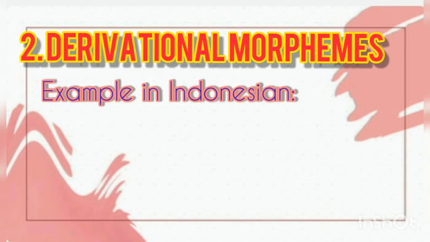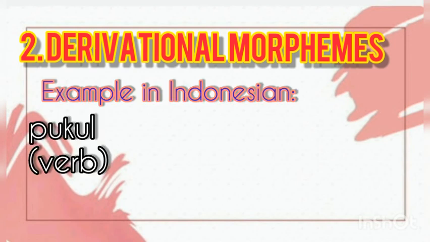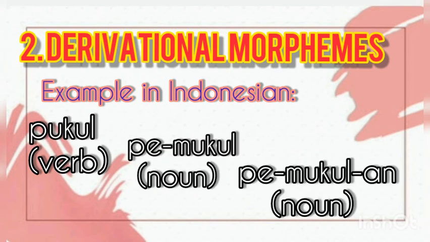In Indonesian, we can find, for example, the word pukul becoming pemukul and pemukulan. This process results in a change in the meaning and word class. The word pukul, which is a verb, changes to a noun when it gets the affix pe, becoming pemukul, and the affix pe-an becomes pemukulan.